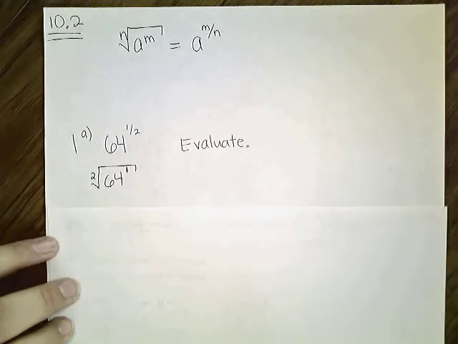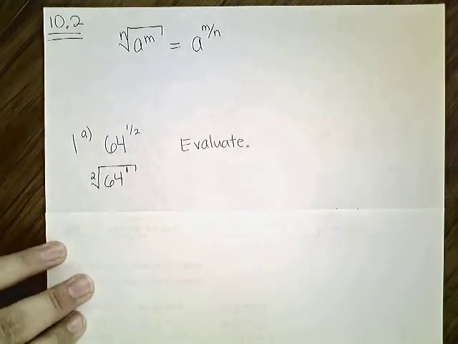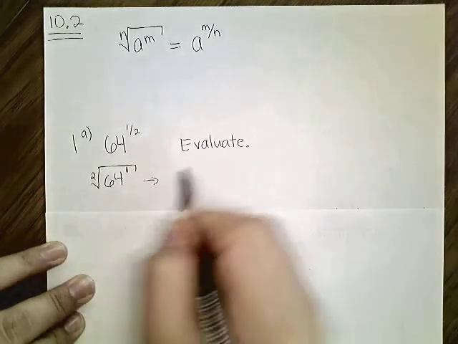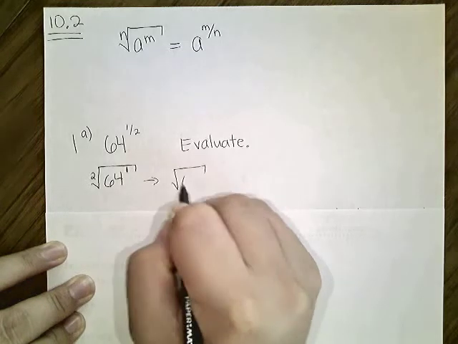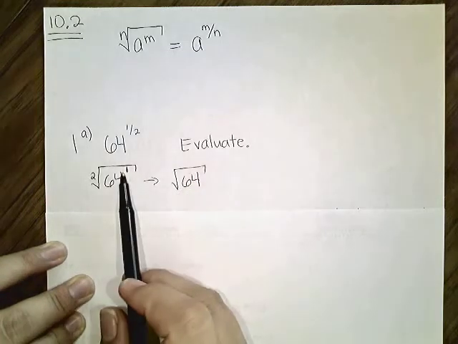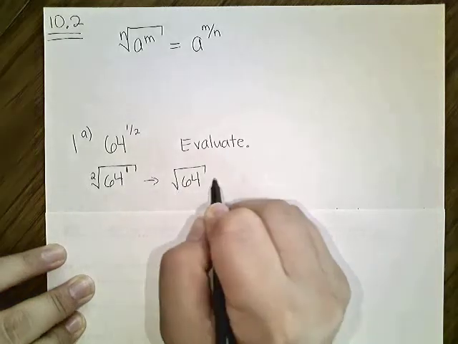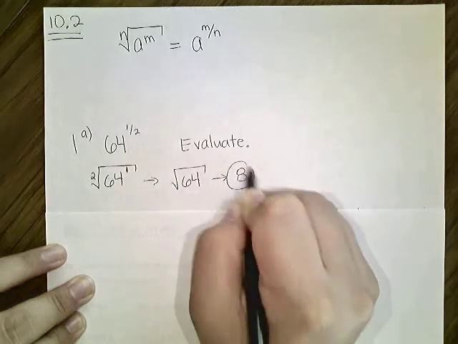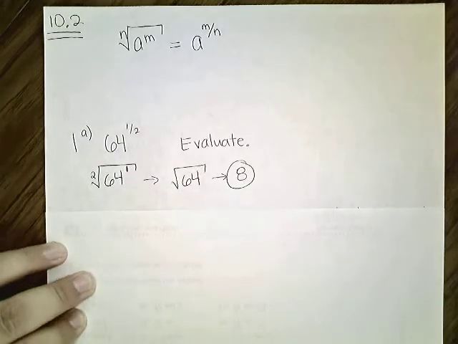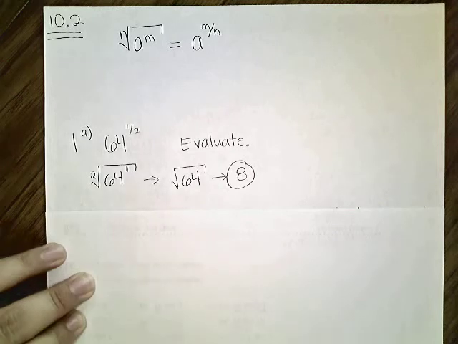Again, we don't necessarily need to have the 2 on the outside, so I'm just going to rewrite it as the square root of 64, because we don't need to have the 1 as the exponent either. And then we can evaluate this. The square root of 64 is simply 8. Now, that's how we use it.